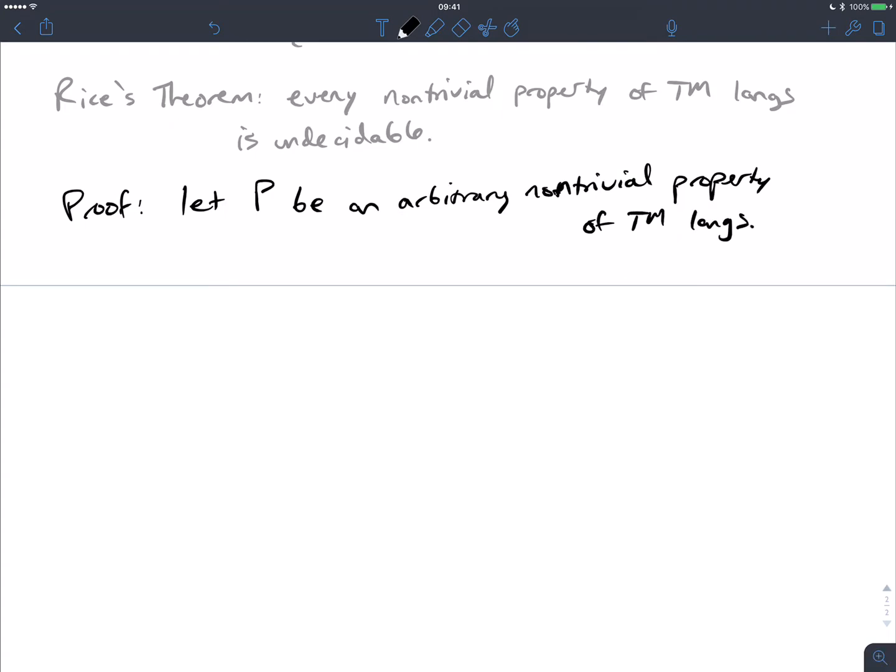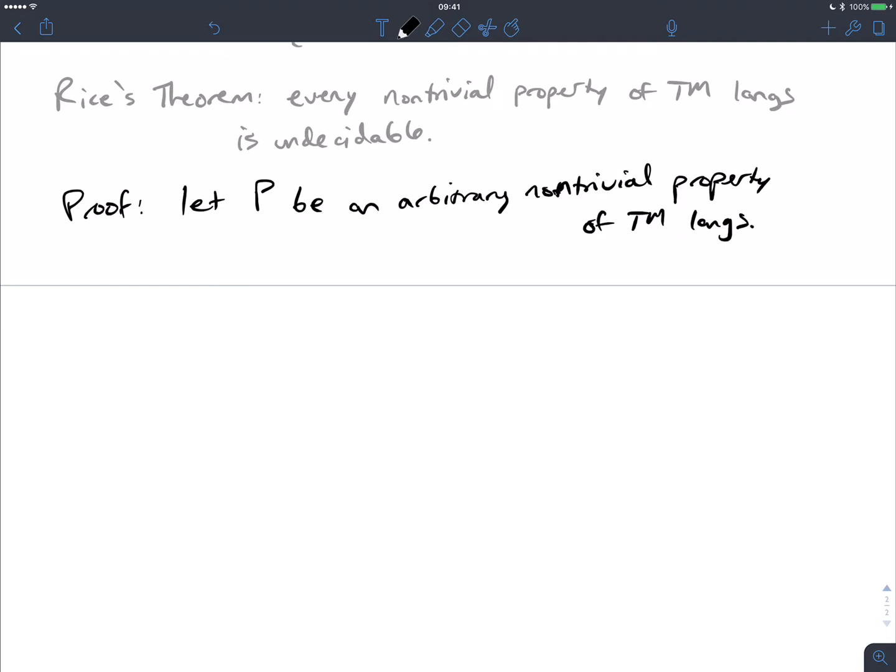And then we're going to show that P is undecidable. So what do we want here? The method that we have so far to prove something is undecidable is if we assume that it's decidable, then we can decide something that is undecidable, or that we proved undecidable already.